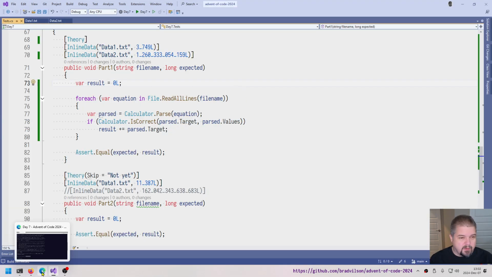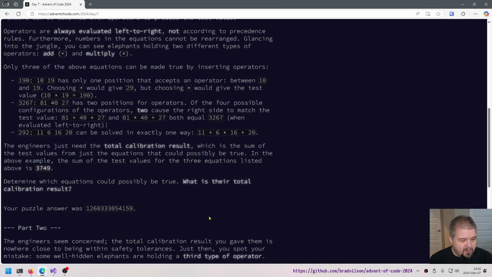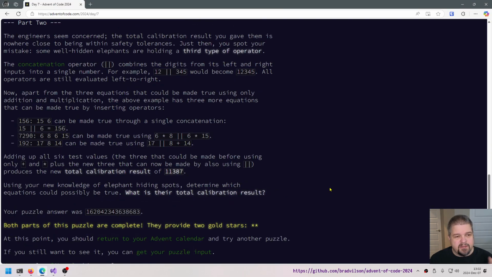All right, let's go back and look at our part 2. Okay, so part 2, the engineers seem concerned. Calibration results are nowhere close to being within tolerances. Just then you spot your mistake. Some well-hidden elephants are holding a third type of operator. The concatenation operator combines the digits from its left and right inputs. So 1, 2 concatenated with 3, 4, 5 becomes 1, 2, 3, 4, 5.